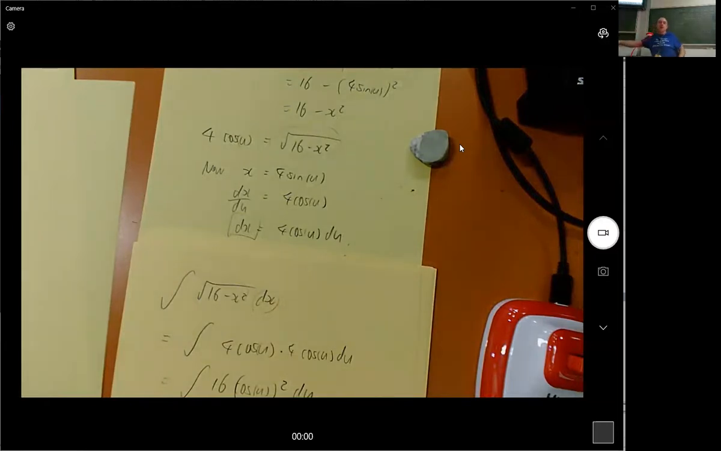Over in the USA, they call it U substitution, which is weird because you don't have to use the letter U. It's just tradition. You could just as easily use T or theta or anything you want. So anyway.